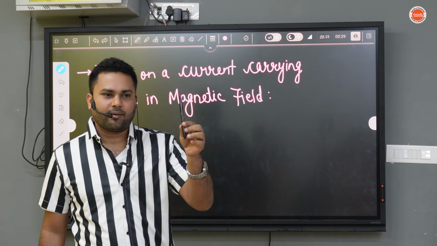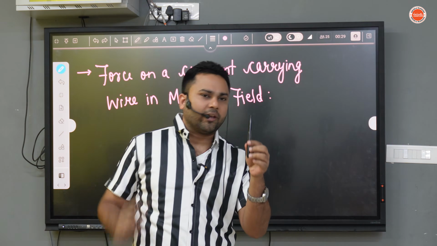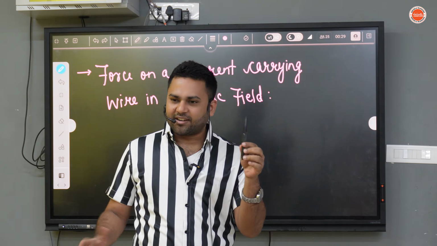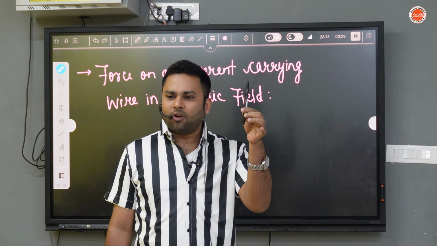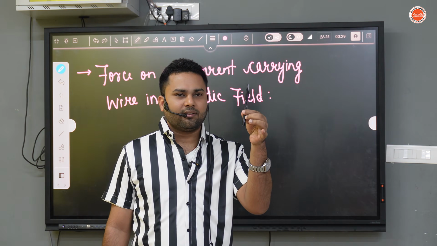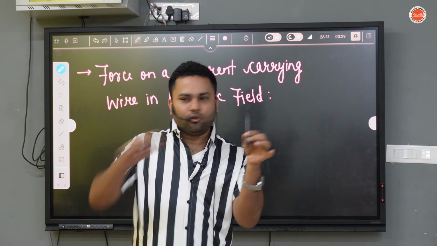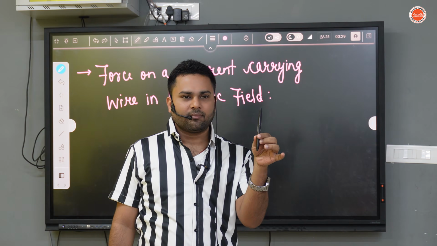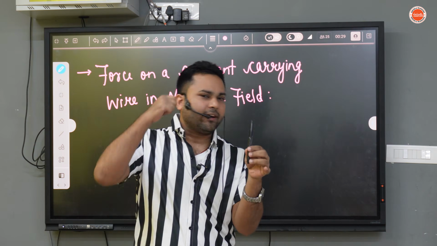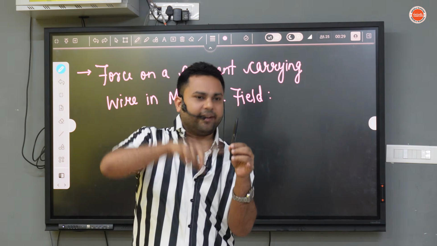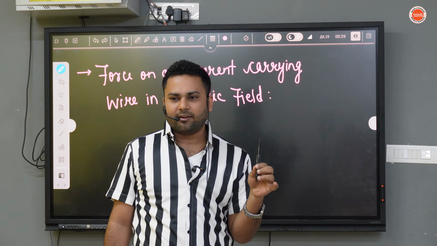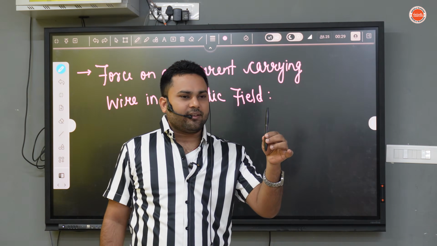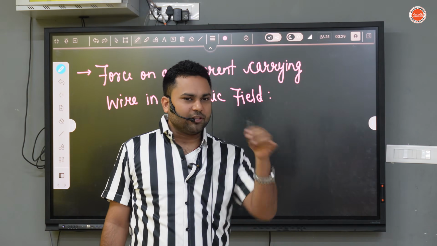Suppose this is the wire. Current is not flowing, which means the charge is at rest. If current is not flowing, this is a normal wire. No current is there, so a normal wire has no magnetic field. I told you in the first class: only if current is in the wire is there a magnetic field. So normal wire, no magnetic field.